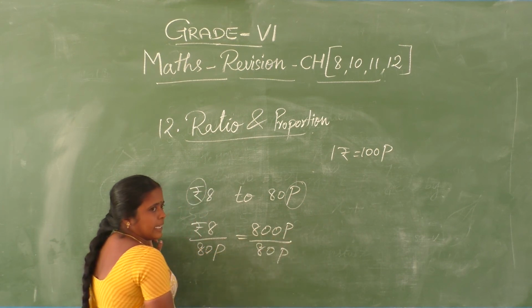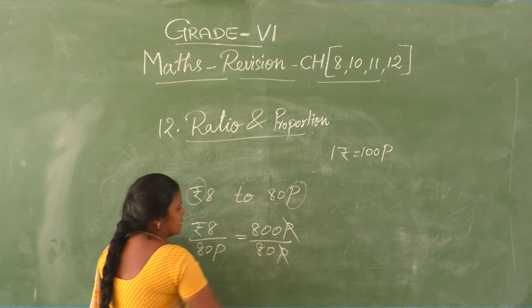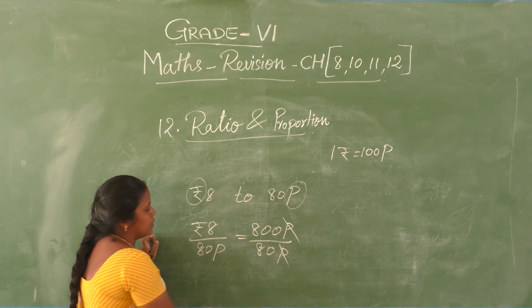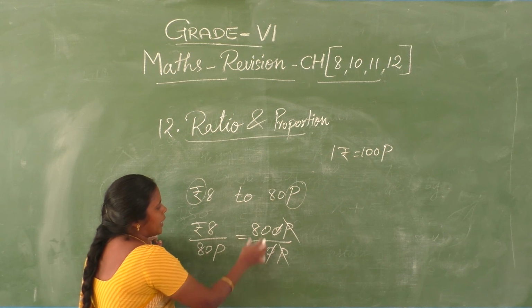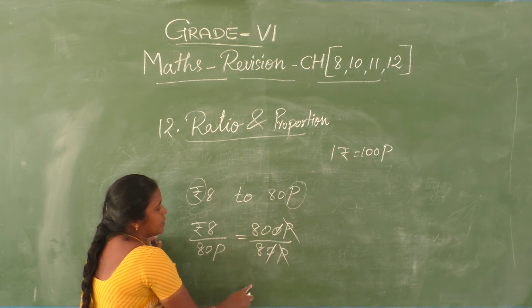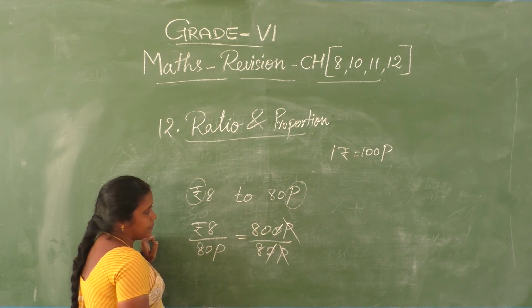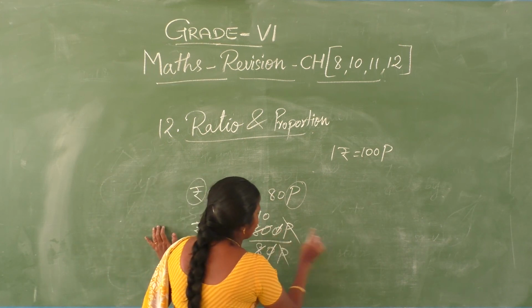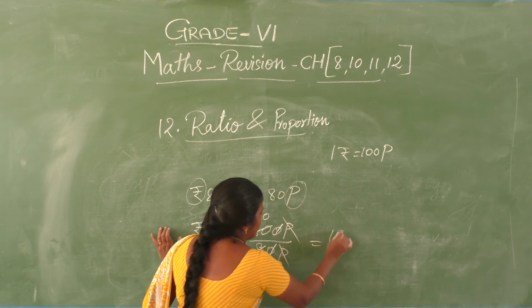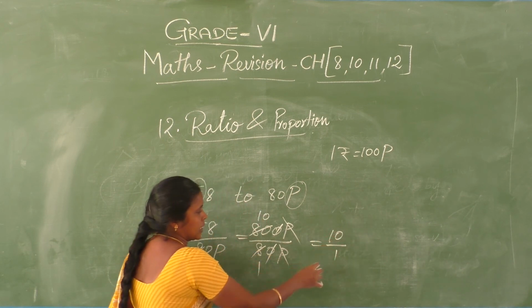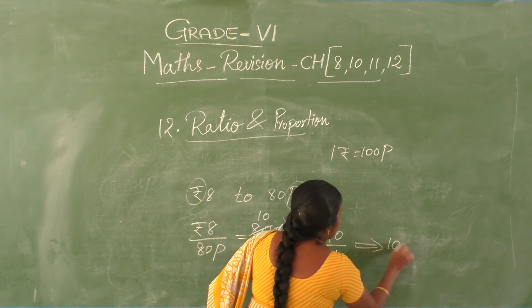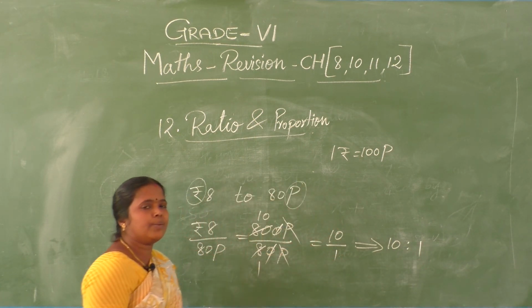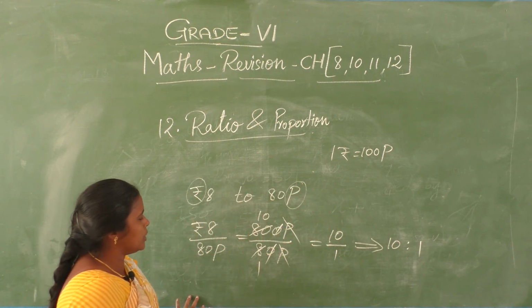Now both are in paise, the same category, so we can cancel, because a ratio has no unit. By the 10th table, 80 tens are 800, 8 tens are 80. Here 1 eight is 8, 10 eights are 80. In the simplest form, it is 10 by 1. This is division. The ratio means 10 is to 1. Understood, children? See what I am trying to tell you through this.